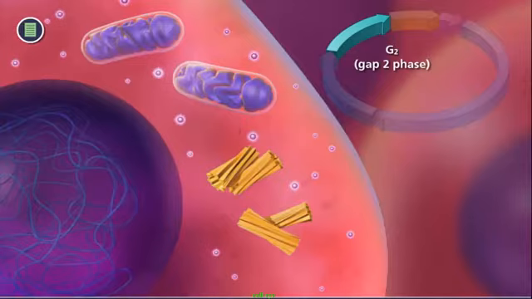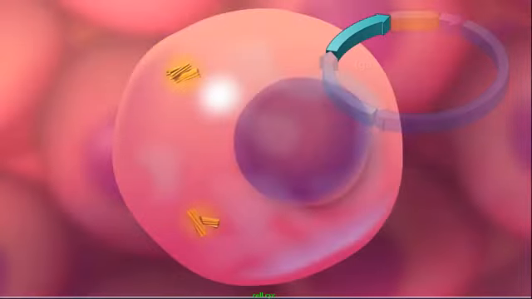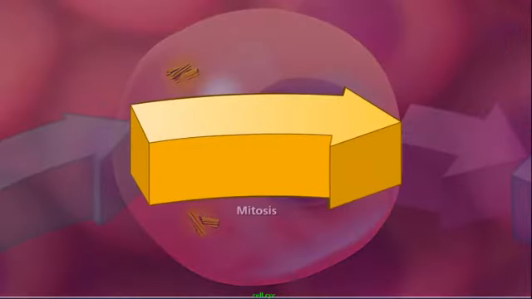Most eukaryotic cells spend a great deal of time in interphase, and a very short period of time actually dividing, a process called mitosis. The cell is now ready to go through mitosis.